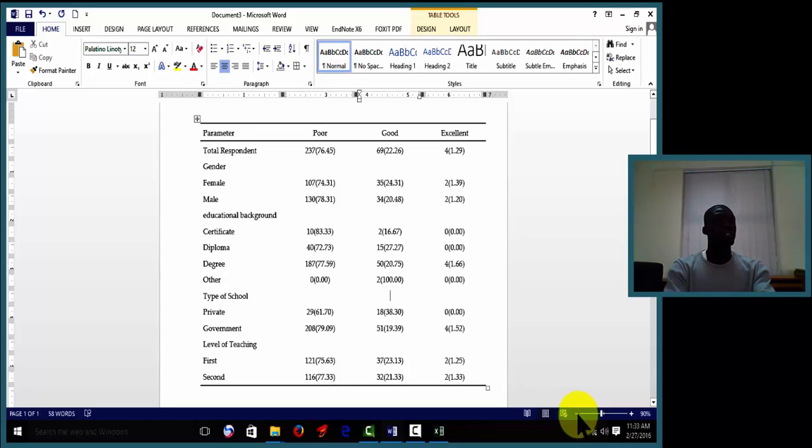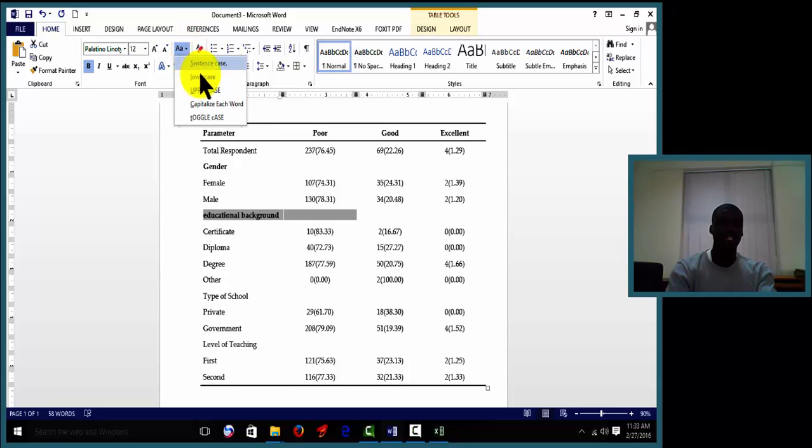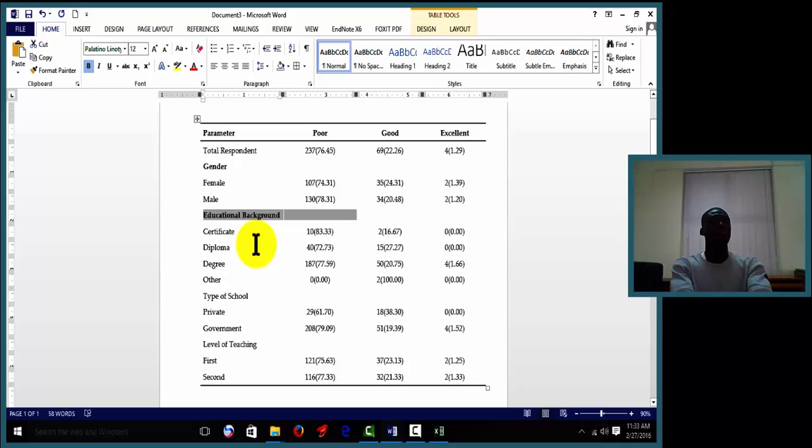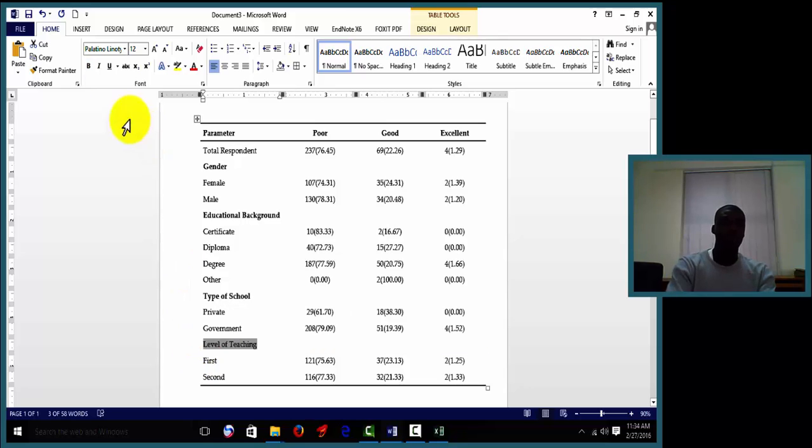You are not done yet. Since these are headers, you want them to be known. So you select them like this, and then you put bold. You could decide to bold this side, or you could decide to bold the headers for each of them. So this one becomes Gender. This one becomes Educational Background. And you may want them to be capitalized in each of the words. And if there are any spelling mistakes, you want to fix them here. Then type of school, you may want to bold it. Level of teaching, you may want to bold it.